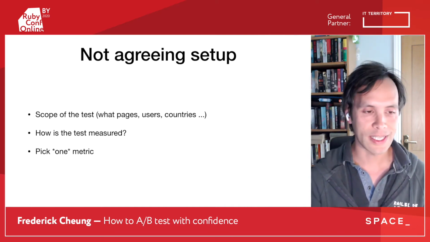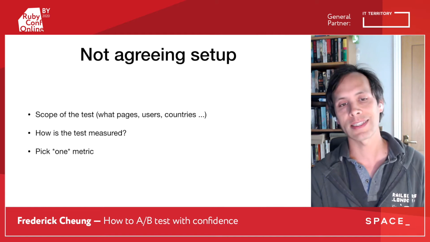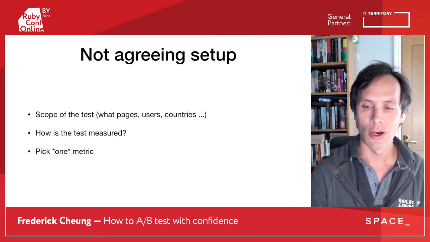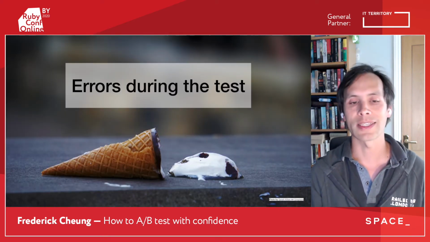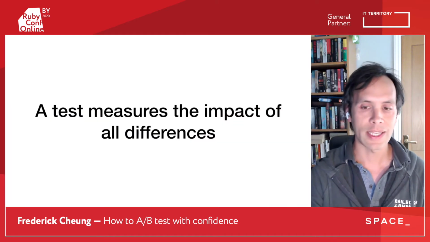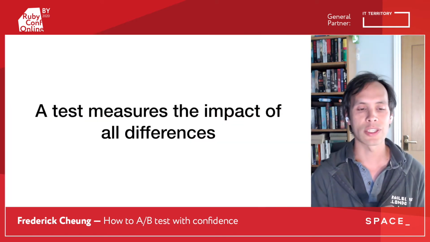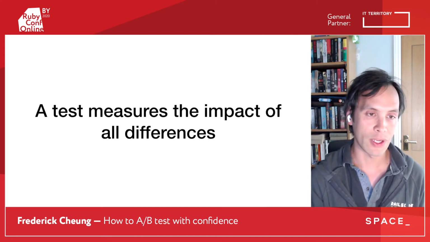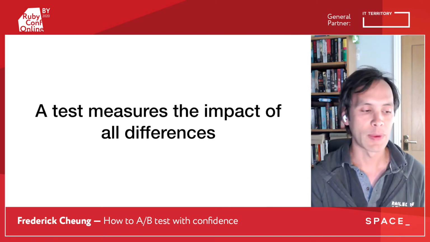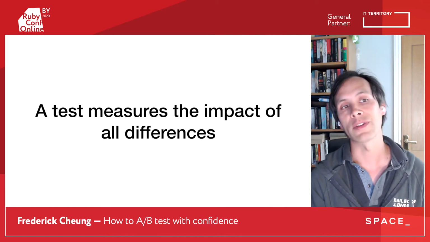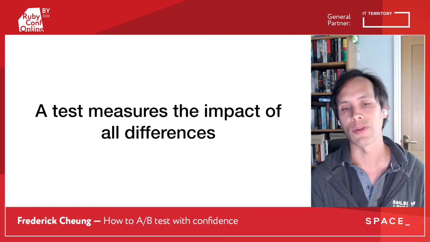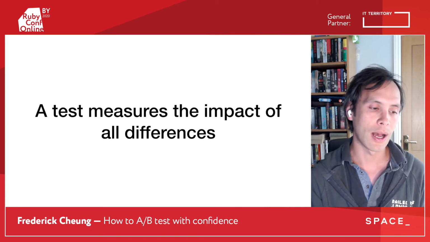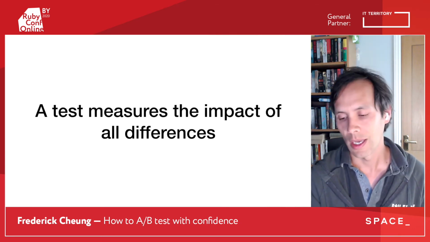Right, so let's say we've got a perfectly specified test and everything's set really nicely. What can happen during the test? I think the biggest thing here is that a test measures the impact of every single difference between the two groups. As the person implementing the test, it's very natural to think only of the differences you've introduced on purpose, that different layout, for example. But there may be other ones.